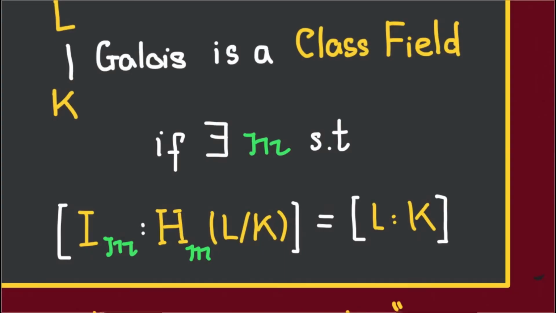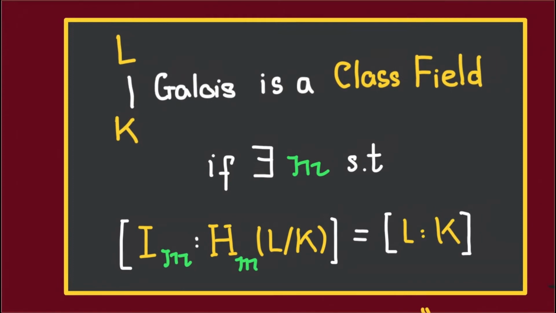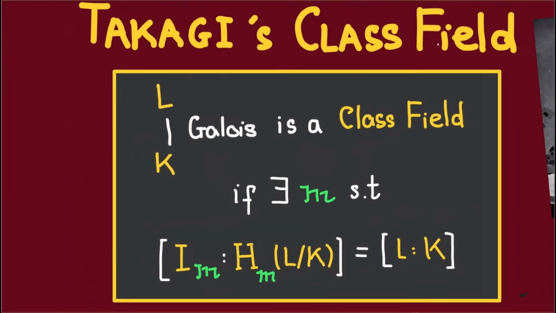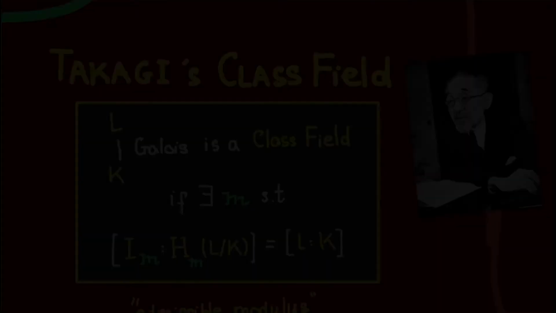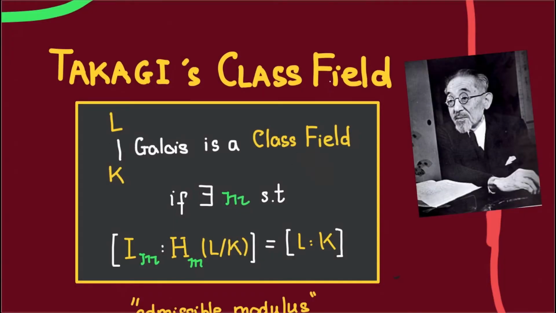Now we can show that if L is a class field, then it must be a class field for some norm group. And therefore, Takagi actually used this equality here to define the notion of class field. So L is a class field if there is a modulus M of K such that the degree of L over K is equal to the index of the corresponding norm group inside I_M.